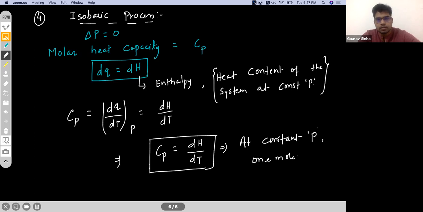How? We won't get dU by dT. Pressure is constant, so dq in the first law becomes dH, first of all. The definition is that only. So dH is equal to dU plus PdV we can write. But we are concerned with dq. So dq is dH only, so that is it. Required here is the first law of thermodynamics.